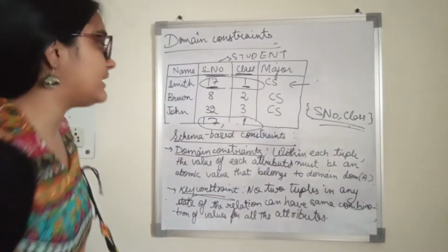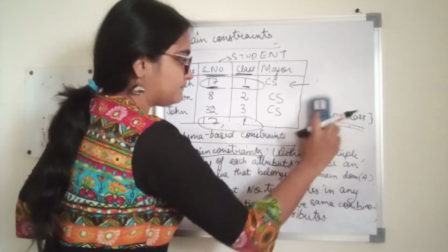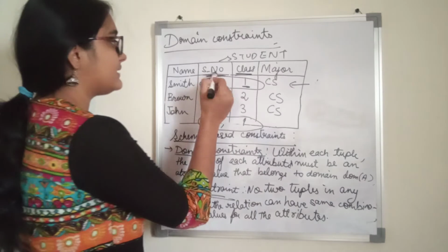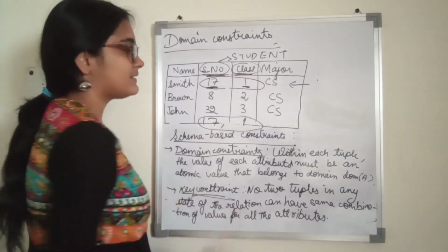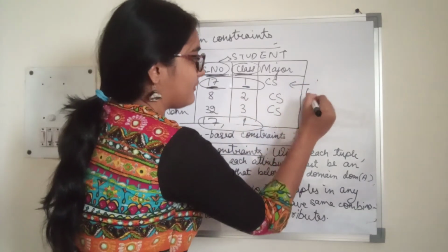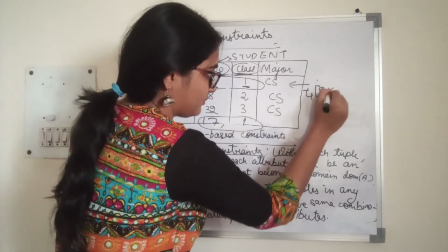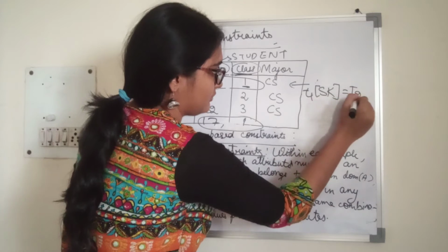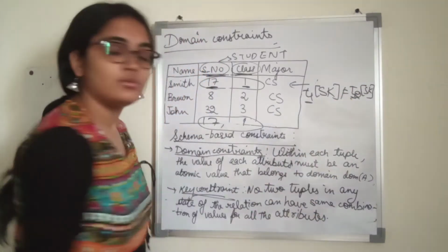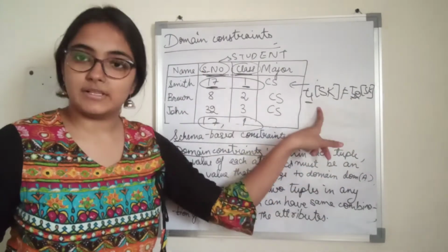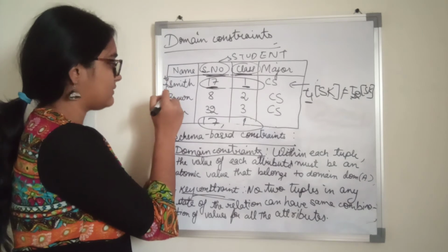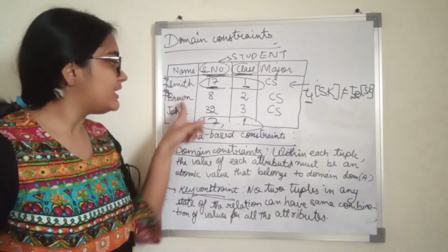Or let me define it more formally. Let us say this set of attributes, SNO and class, is called SK. This set of attributes is called SK, right? So according to the concept of super key, T1[SK] is not equal to T2[SK]. What are T1 and T2? T1 and T2 are two tuples. Let us say T1 is this tuple and T2 is this tuple.